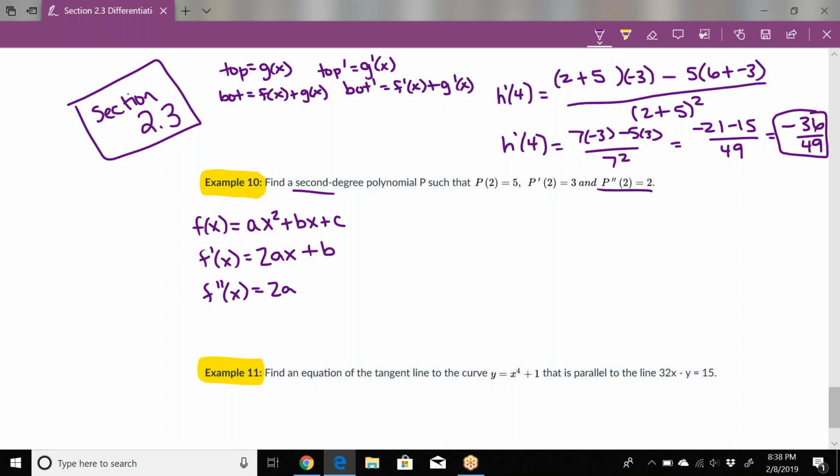So we're going to backtrack starting with the second derivative. So if f double prime of 2 equals 2. Now notice this says when x equals 2.